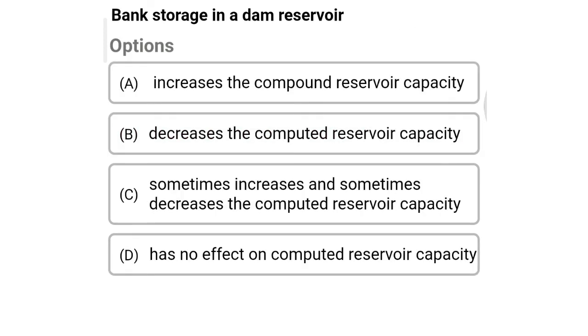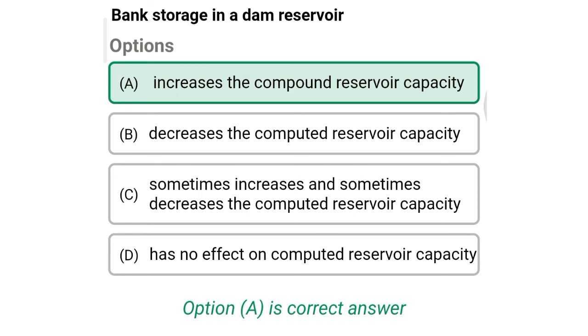So next question, bank storage in the dam reservoir: option A increases the computed reservoir capacity, option B decreases the computed reservoir capacity, option C sometimes increases and sometimes decreases the computed reservoir capacity, option D has no effect on computed reservoir capacity. So the correct answer is option A increases the computed reservoir capacity.